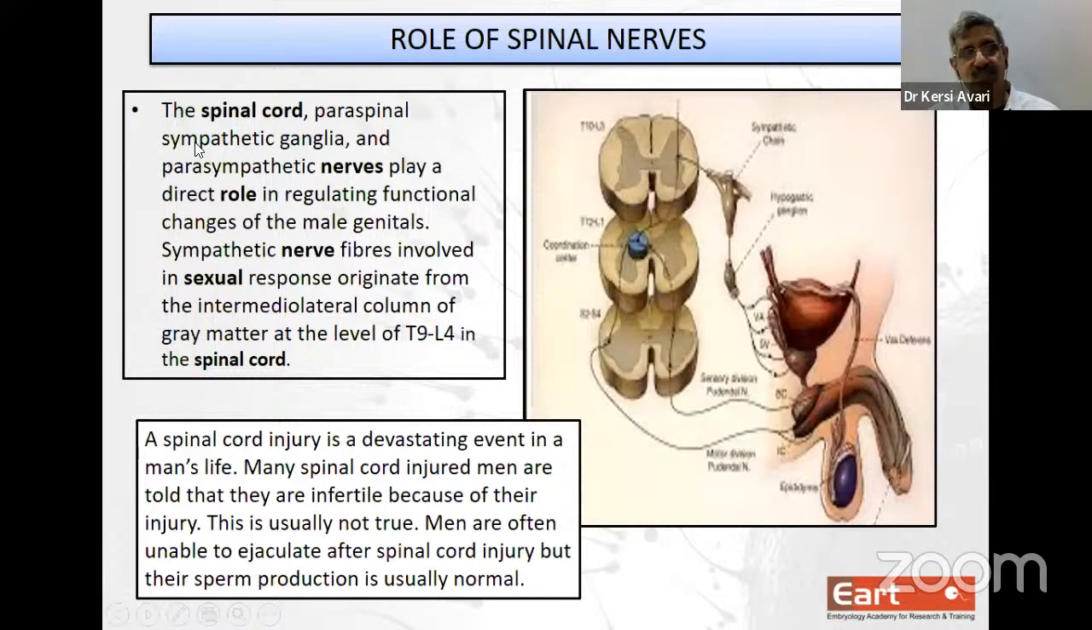Now these are the nerves. I've gone a little into the details. I think you can omit this. So any spinal cord injury, these nerves, they are the ones which control the functioning of your seminal vesicle, your prostate, the penile area, etc. So a spinal cord injury is a devastating event in a man's life. Many spinal cord injured men are told they are infertile because of their injury, though that is not often true. But men are often unable to ejaculate properly to their satisfaction, and sperm production is also compromised if there is a lower back or spinal injury.